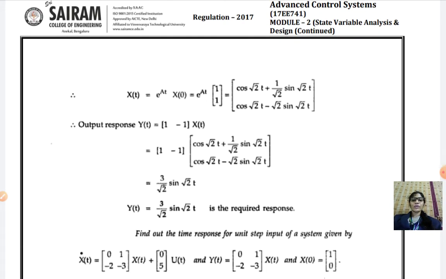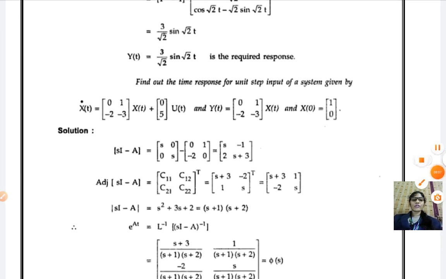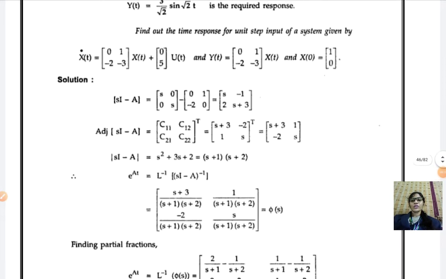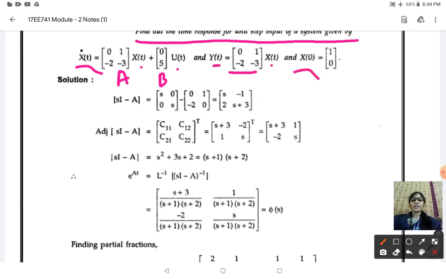Now one more problem I'll show. In that, you identify whether the problem belongs to homogeneous or non-homogeneous. Consider this problem. Find out the complete time response for unit step input for the system given by x dot of t is equal to A x of t plus B u of t, y of t is equal to C x of t, and the initial condition is also given here.